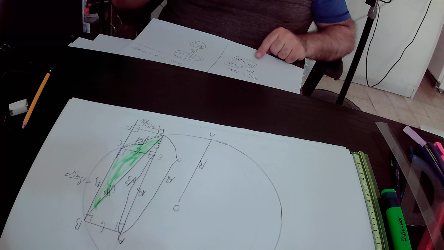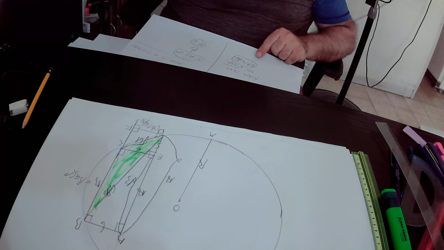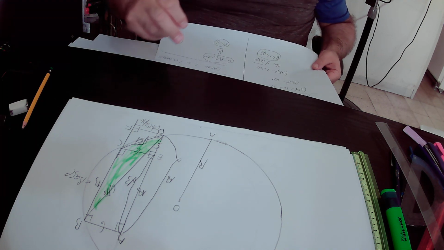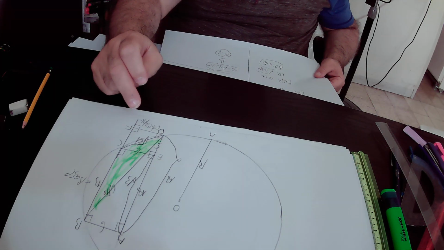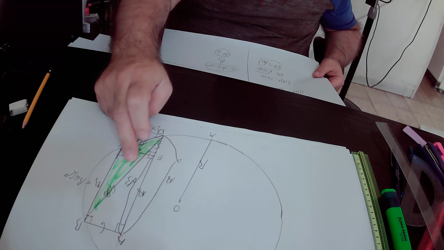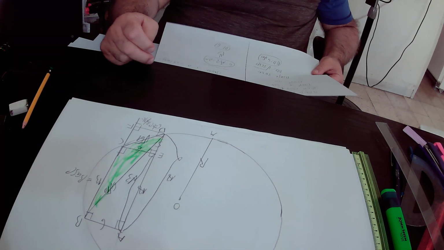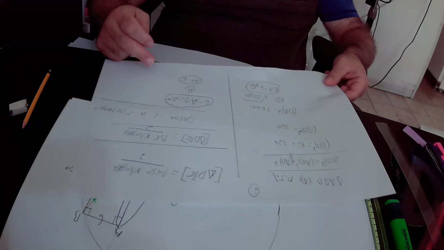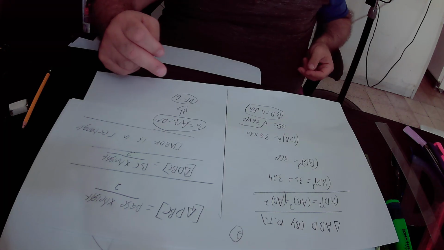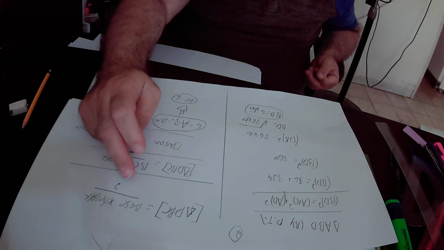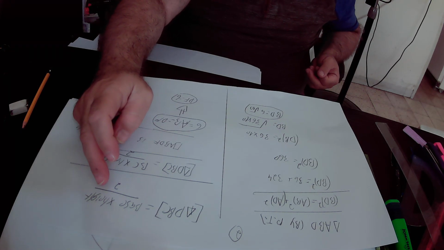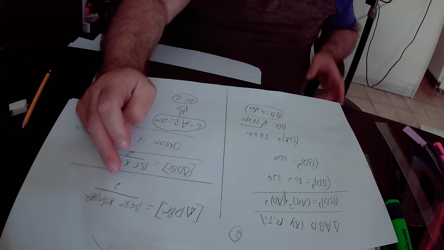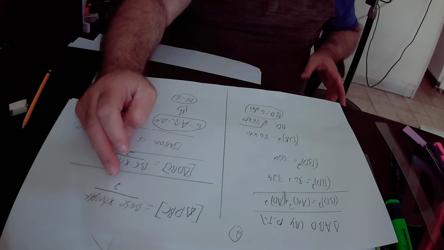Okay. Then we find the area of the green triangle BDC. The area of the green triangle BDC is equal to, according to the formula of the area of any triangle, the base of the triangle times the height to the base over 2. The height must create 90 degrees with the base.